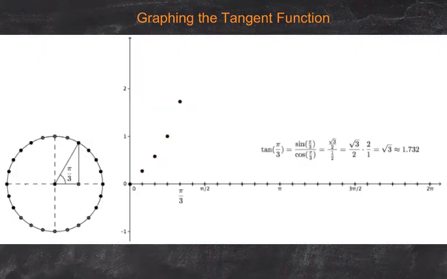Tangent of pi over 3: notice that the slope of my line over here is getting steeper and steeper. So we're finally seeing a trig function that has a range that goes above 1. So we've got the square root of 3 over 2 divided by 1/2. When I rewrite that as multiplication by the reciprocal, I get the square root of 3, which is approximately 1.732.